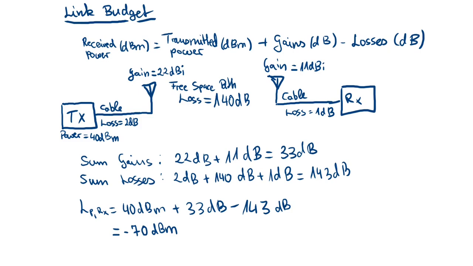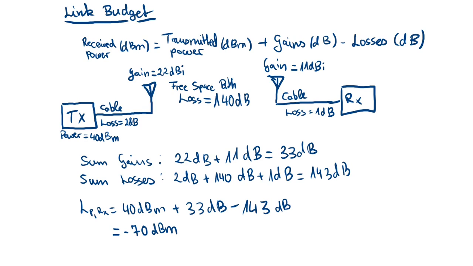So now you know about two types of losses. The first one was the cable attenuation, the second one was the path loss. And you know the one gain value, the antenna gain. And I promised you that we use these values in systems engineering, and now we see how.